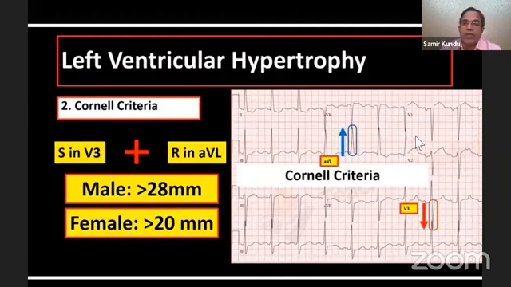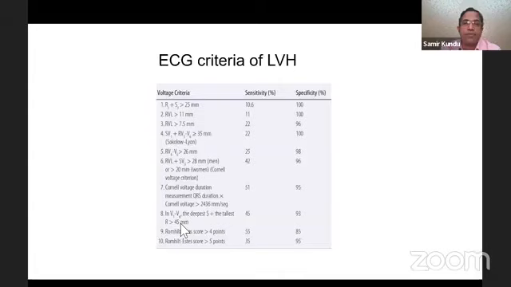The Cornell criteria: R wave height in aVL plus S wave in lead 3 more than 28 millimeters in males, and in females more than 20 millimeters. There are several criteria; the sensitivity is very low, but the specificity is very high. R wave in lead 1 plus S wave in lead 2 or 3 more than 25 millimeters is a criterion. R wave in aVL more than 11 millimeters.